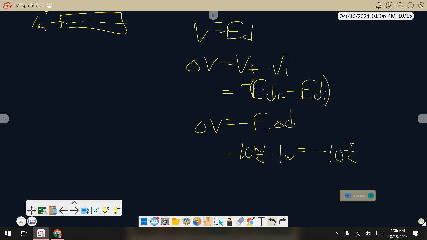Joules per Coulomb, or yes, negative 10 volts. So I gave you a situation where that outlet right over there is a potential difference because there's two sides.